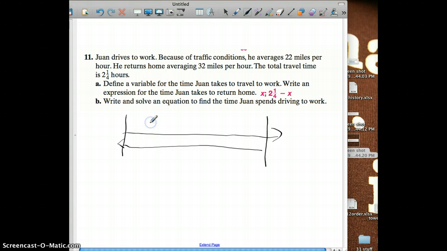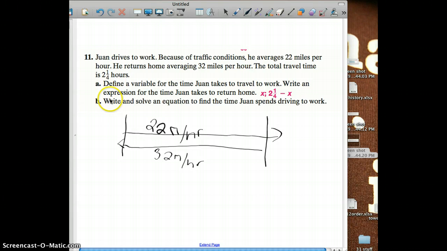Now going to work, he's going slow at 22 miles per hour. And then coming home, he gets to go a little faster at 32 miles per hour. Now the time here is critical. We don't know the time that it took him to get to work or the time it took him to come home, but we know the combined time of 2¼ hours. So let me ask you this. If it took him 2 hours to get to work, how much time does that leave him to get back home? Only 1/4 hour. If it took him an hour to get to work, he would have 1 hour and 15 minutes to get home based on that total time of 2¼.